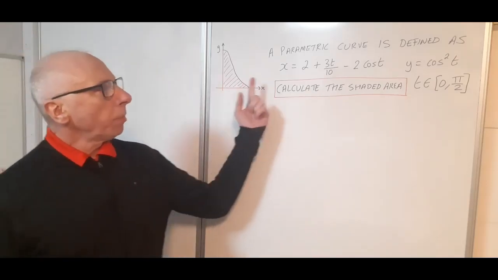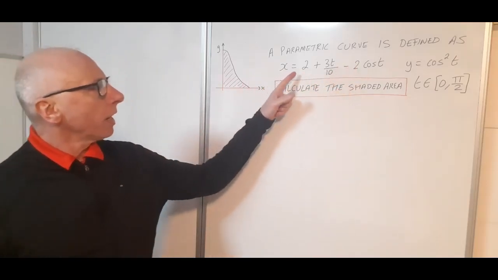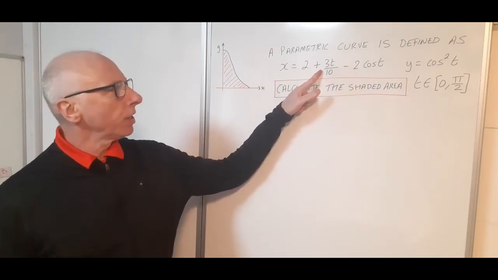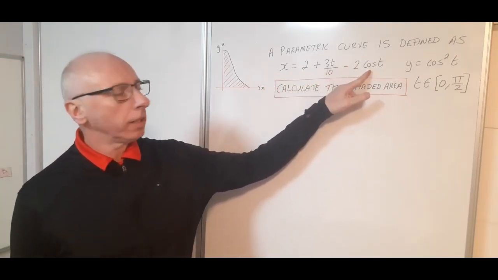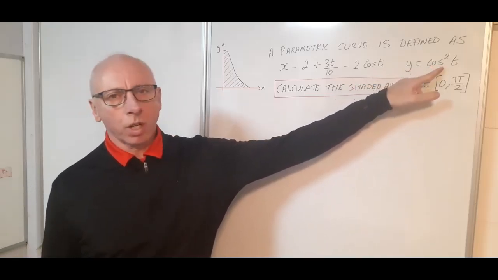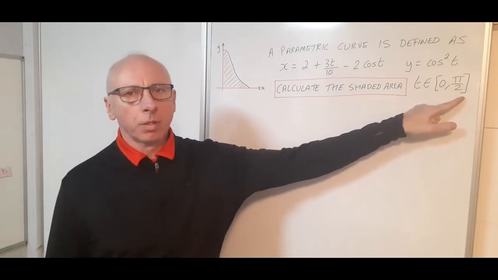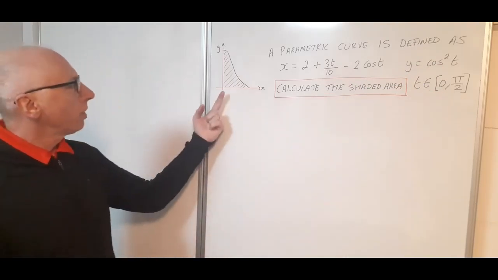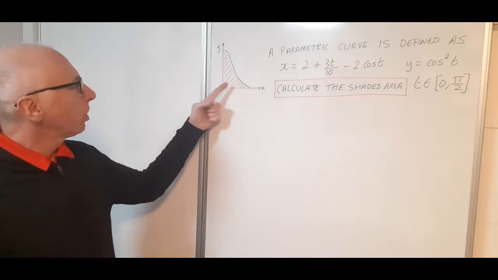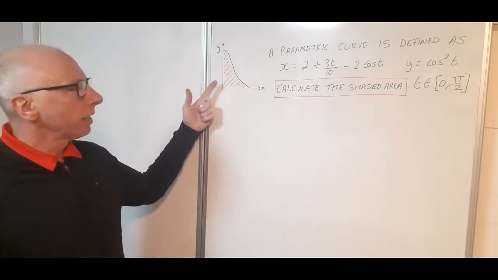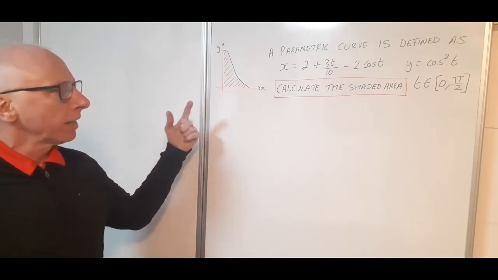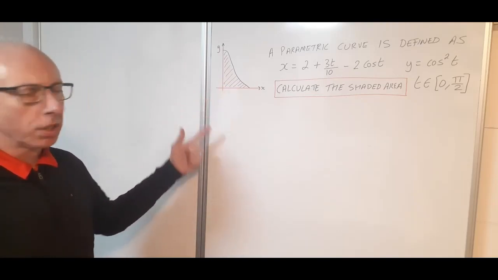So in this question we've got a parametric curve defined as x equals 2 plus 3t over 10 minus 2 cosine t, and we're given y equals cosine squared t, and what we're interested in is t from 0 to pi over 2. This is a graph here with a shaded region that we're trying to calculate. So what we want to do is calculate the area of the shaded region.